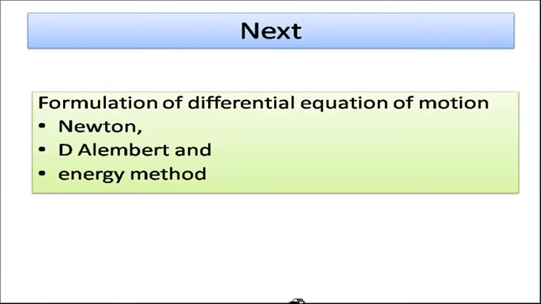In the next presentation we will see how we can formulate the differential equation of motion using Newton's law, using D'Alembert's principle, and using the energy method. Because once we make a mathematical model, the next step is to make the differential equation, and after that the next step is to solve this differential equation to know the response of the system. So this is what we are going to see in the next presentation. Thank you very much.